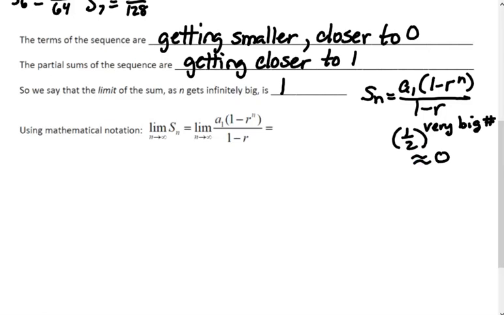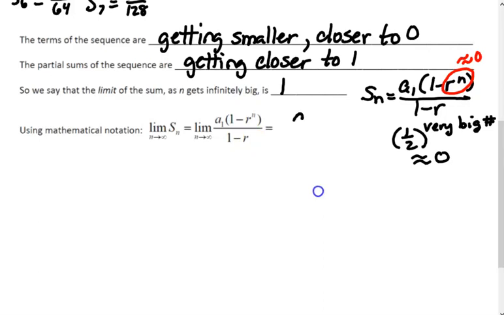So if we make this number right here approximately 0, so basically it's turning into the number 0, then 1 minus 0 is just 1, and so this whole numerator simplifies to just a sub 1. So this is the formal notation for saying the limit of the sum formula as n goes to infinity is going to be what happens to this formula as this exponent goes to infinity.